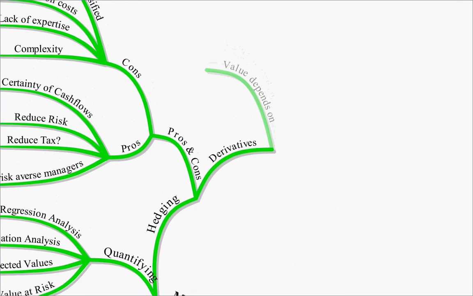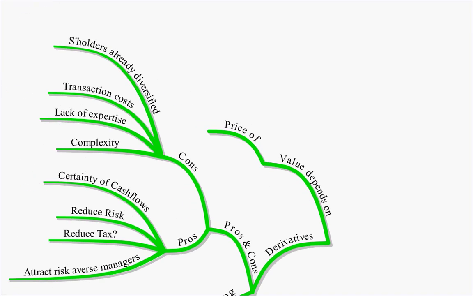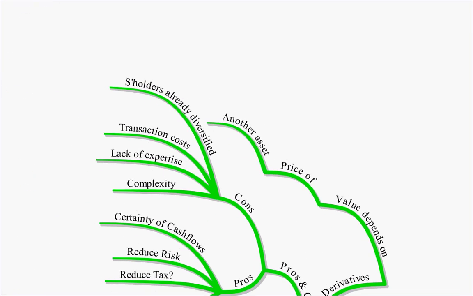Derivatives then. Derivatives are an asset whose value depends upon the price of another asset. For example, gold. You could get a derivative of gold, a future on gold.